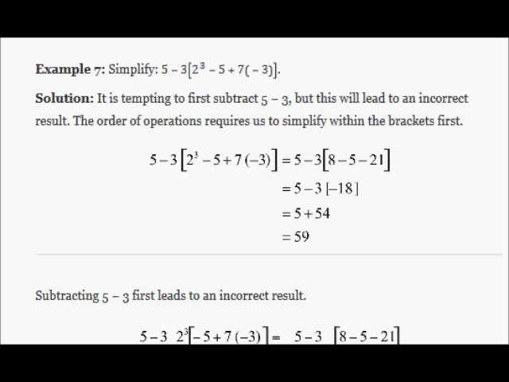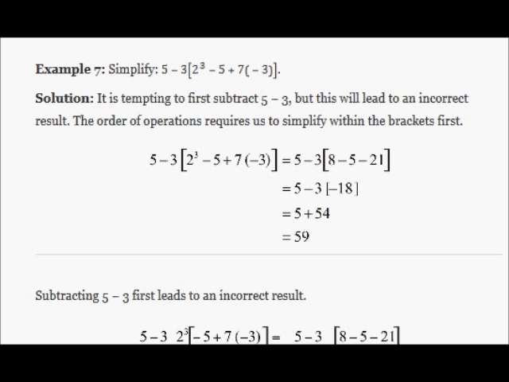Now, outside the bracket we have subtraction, multiplication. We have to do the multiplication first. So we're going to do 3 times negative 18, which is negative 54. I'm sorry, it's negative 3 times negative 18 because it's being subtracted.